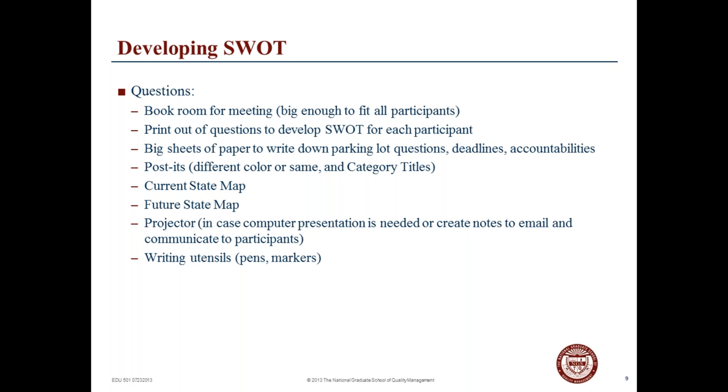Sorry, the headings were supposed to be swapped out. So this is actually the logistics. So we need to book a room big enough to fit all our participants, and print out all the questions for everybody to have on hand. We need big sheets of paper to write out our parking lot questions, to put in accountabilities for who is going to be in charge of getting an answer and by when they're going to have that answer. The post-its to write our ideas on, for both the current and future state maps. A projector in case we need to do a presentation or to access some of the systems or documents that we use live, just to showcase how much time it actually takes to get to those systems or documents, and writing utensils, just pens and markers.